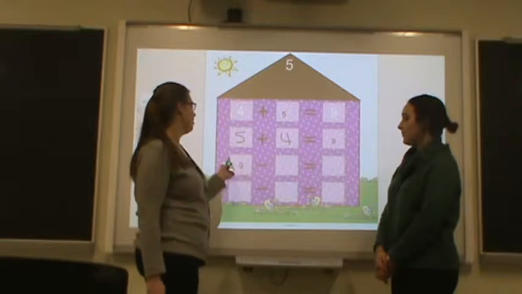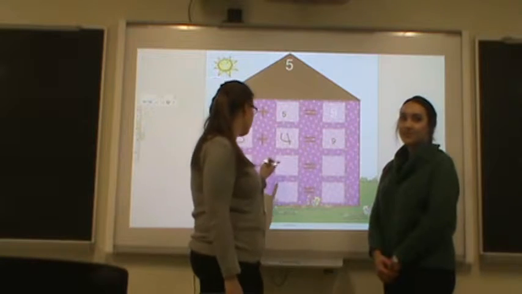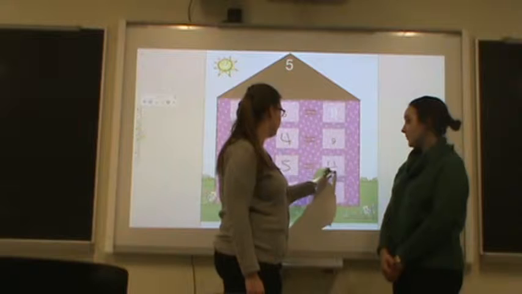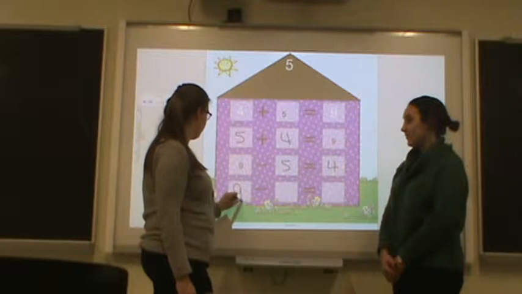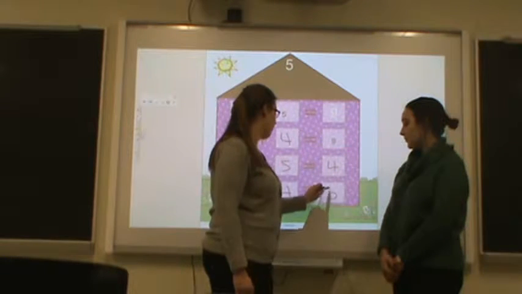Now for subtraction, the largest number goes first. So 9 minus 5 equals 4. And then for the final, 9 minus 4 equals 5.